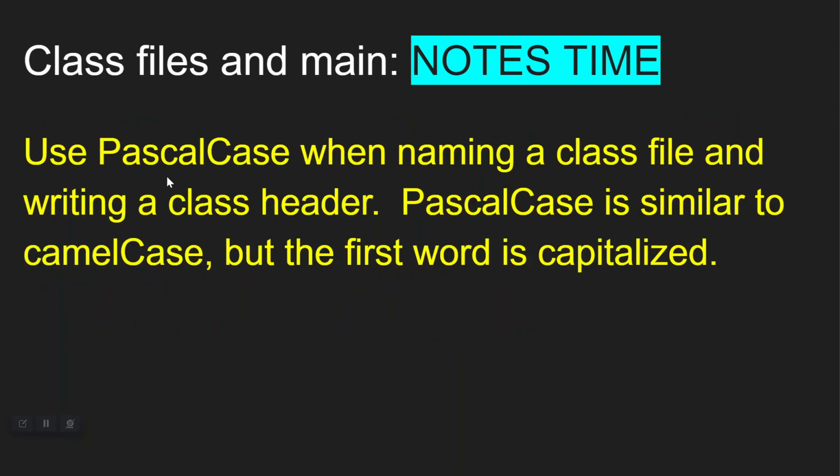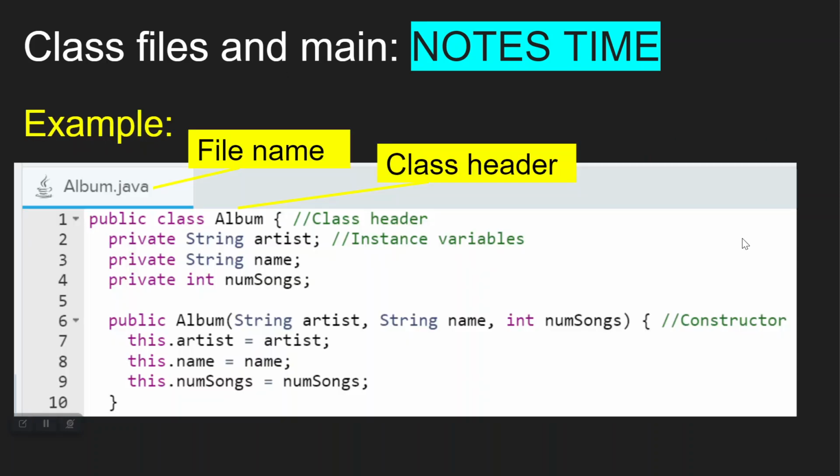You want to use what's called Pascal case when naming a class file, and then when writing the class header. Pascal case is similar to camel case, which is what we use when we name variables. But Pascal case is different because the first word also gets capitalized. So a good example of this, we'll look at some examples of some class files.